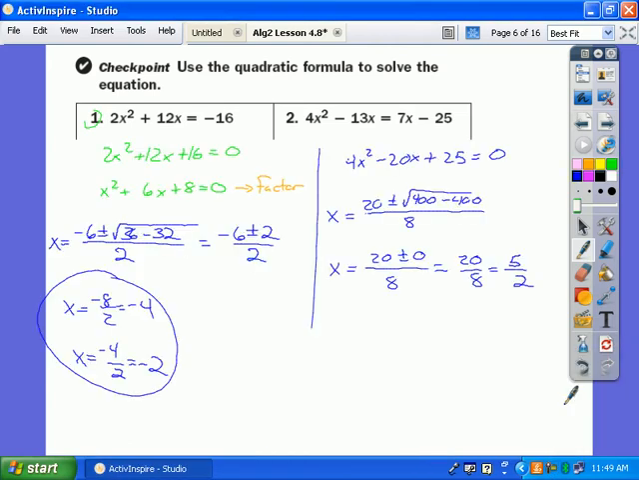All right, welcome back. We're taking a look at these two problems. On number 1, I went ahead and shifted the 16 over by adding it, and I divided out a 2 just to make my life a little simpler, a little easier. And I noticed something.